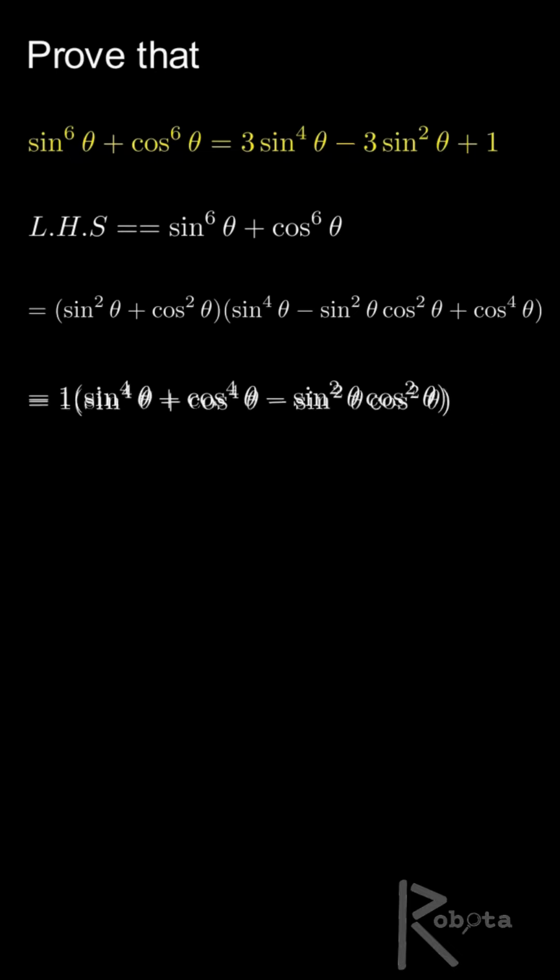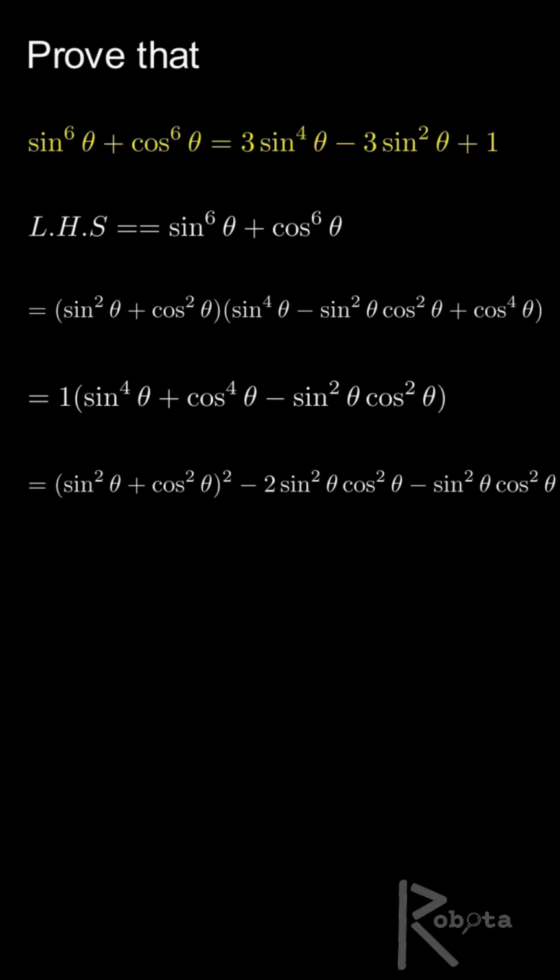We know that sine to the fourth theta plus cosine to the fourth theta can be written as sine squared theta plus cosine squared theta, squared, minus 2 times sine squared theta times cosine squared theta. Since sine squared theta plus cosine squared theta is 1, this part becomes 1 squared, which is just 1. So now we have 1 minus 3 times sine squared theta times cosine squared theta.